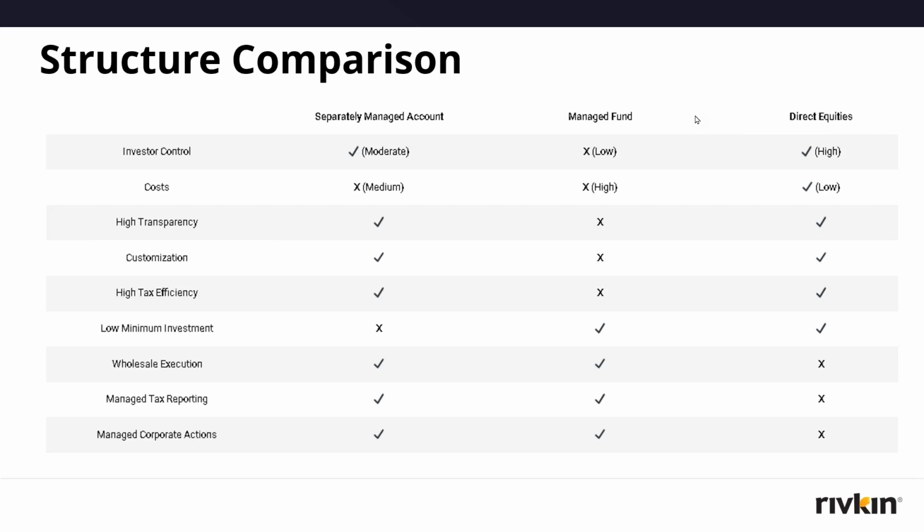In terms of transparency, we touched on this earlier. Both separately managed accounts and direct equities have a very high degree of transparency, whereas a unit trust and a managed fund are much lower.